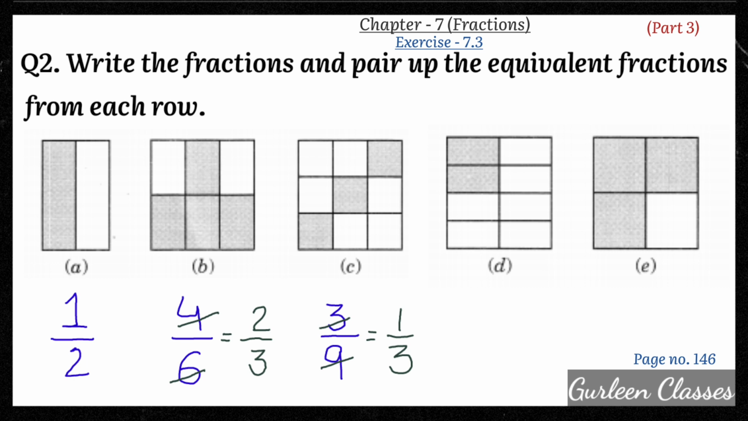D part. Total are 8 parts. 2 parts are shaded. So the fraction is 2 upon 8. Reduce into lowest term. 1 upon 4. E part. Total there are 4 parts. 3 parts are shaded. The fraction is 3 upon 4.